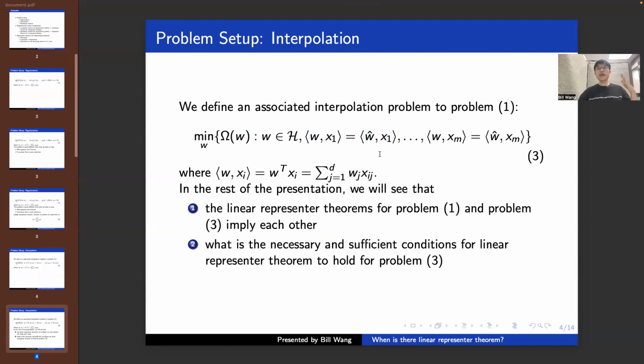So after I defined these two types of problems, in the next part of the presentation, I'm going to establish that the linear representer theorem holding for one class of problem implies it also holds for the other class of problem, and the converse is also true. And then after that, I will show the necessary and sufficient conditions for the linear representer theorem to hold for the interpolation problem.